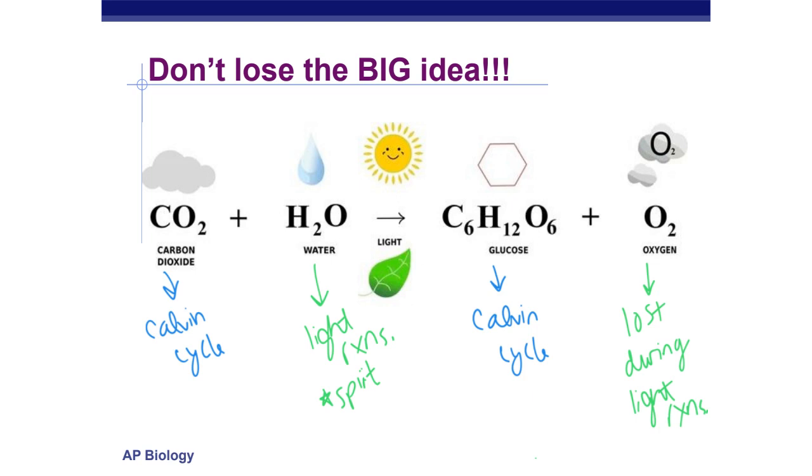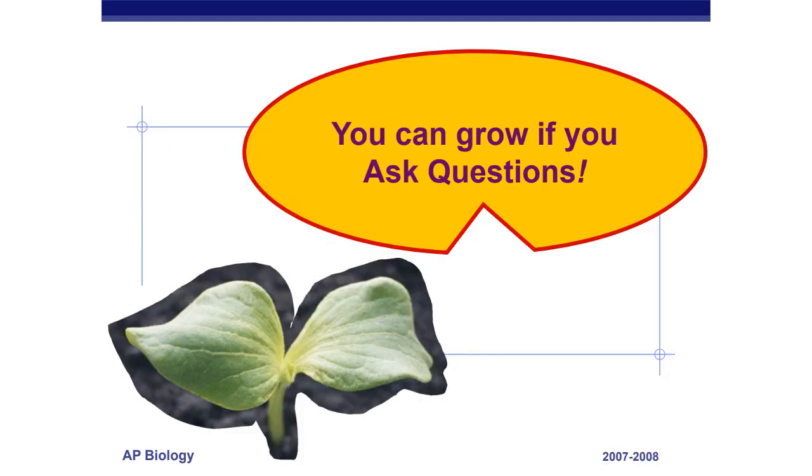So when we do cellular respiration, you need to realize that the plant is doing that reaction as well. Plants are very busy. They do lots and lots of chemical reactions all the time.